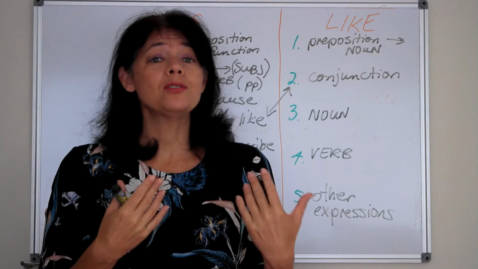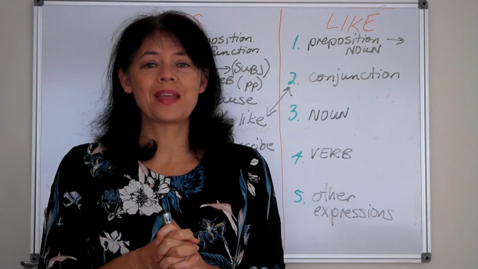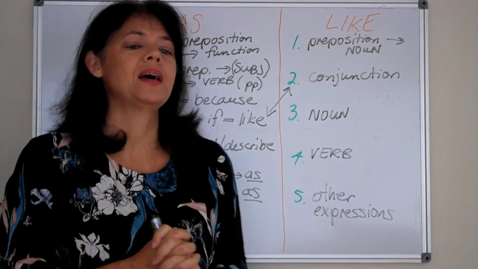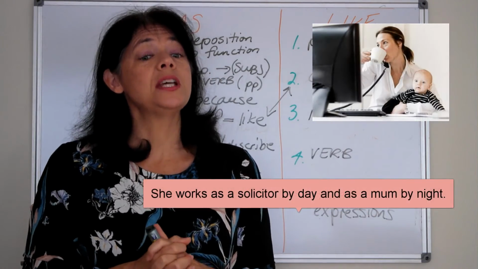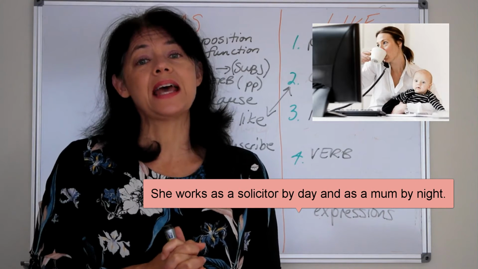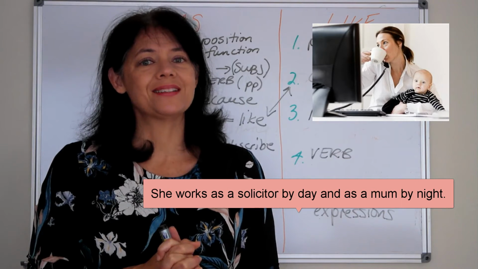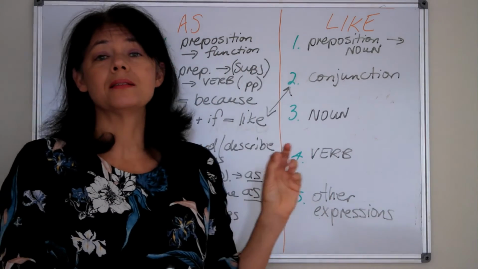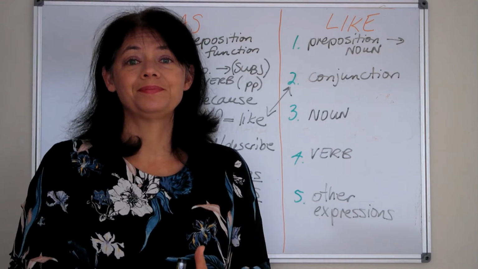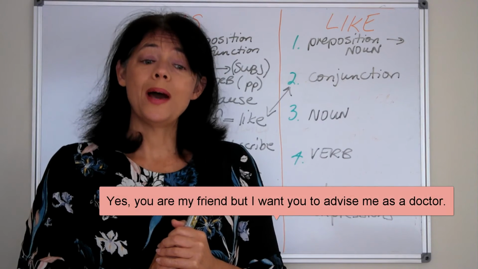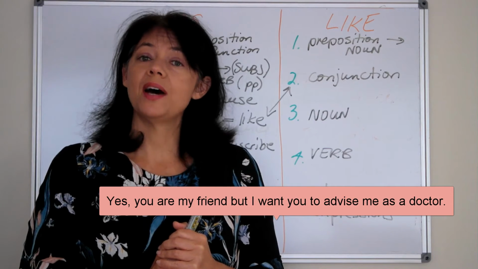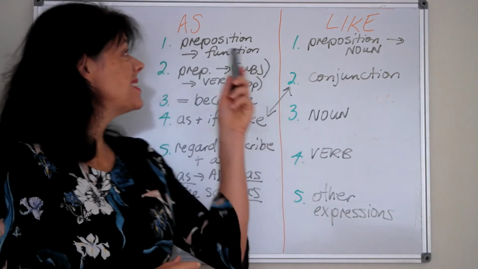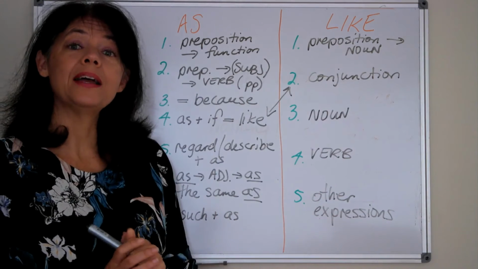Okay, now I'll just go through some examples with you and see if you can work out which function they apply to. The first one is, she works as a solicitor by day and as a mum by night. This one's easy. It's the first one here. As a solicitor, as a mum. Yes, you are my friend, but I want you to advise me as a doctor. As a doctor is the same. Preposition followed by a function noun.